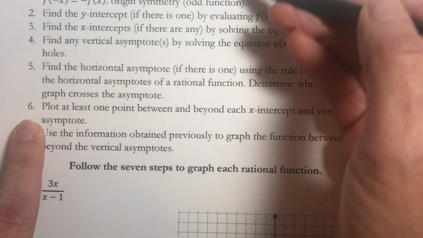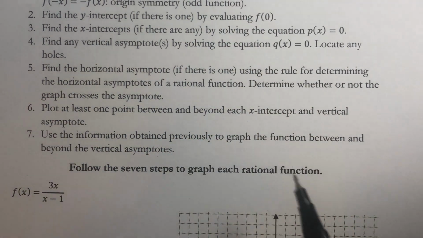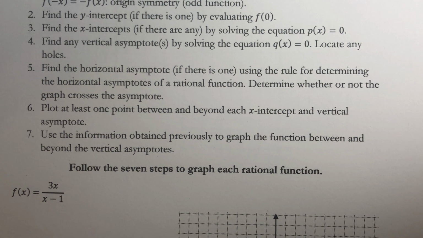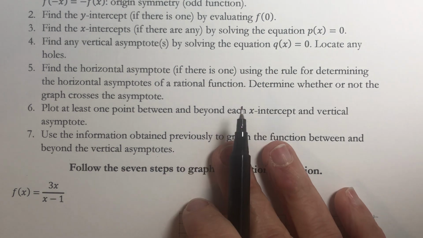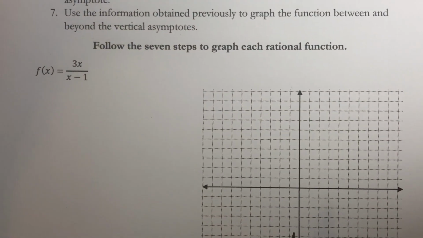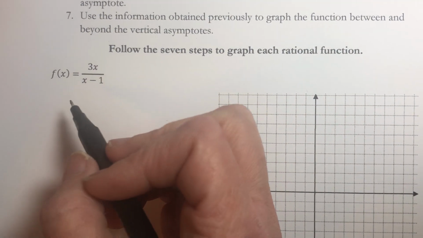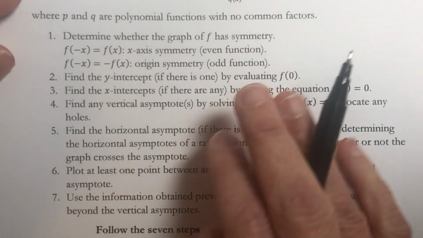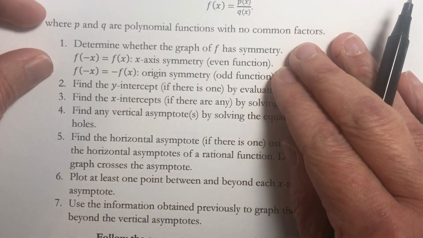We're going to plot at least one point between and beyond each x-intercept and vertical asymptote. Basically, before this step we know our asymptotes, so we know our graph is getting closer to these on one side or some way or the other. We have a couple of points, but we're going to need more points to get a good idea of what's going on. Okay? And then we're going to use all that to get a graph. So let's try this one. Okay? We're going to first decide whether or not we have any kind of symmetry.